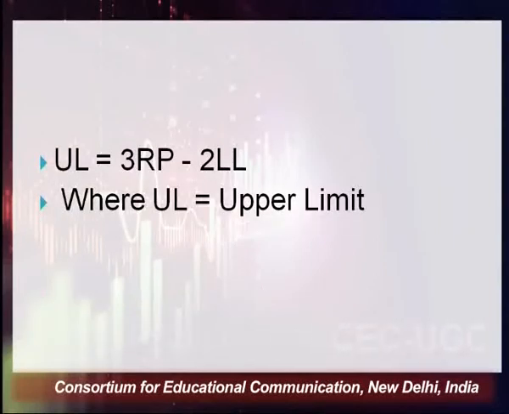Suppose you wish to calculate the upper limit with the help of the return point; it is very simple. Just like we calculated mode with the help of mean and median, where Z is equal to 3 median minus 2 x bar, here also we have a formula for the upper limit of cash: UL is equal to 3RP minus 2LL, where RP stands for return point, LL stands for lower limit, and UL indicates the upper limit.